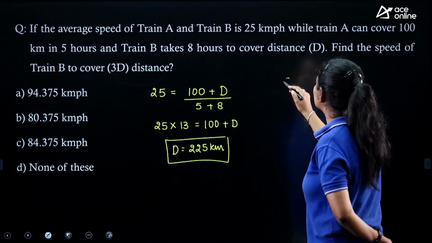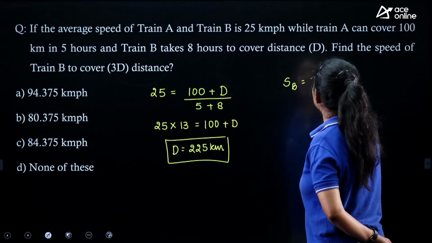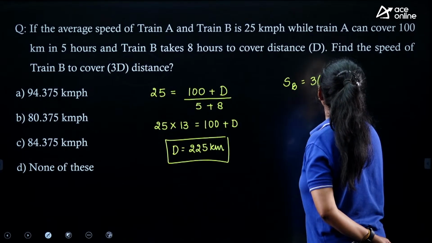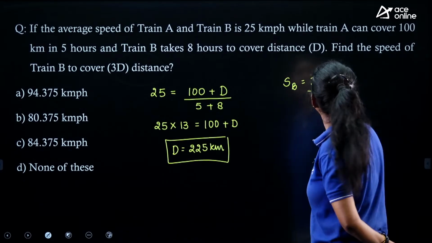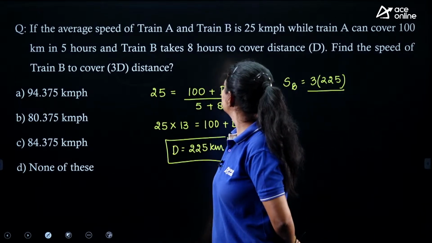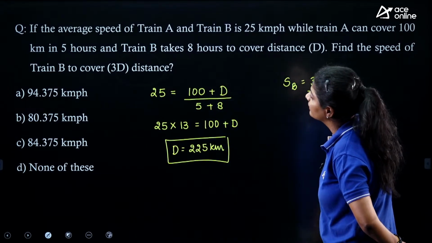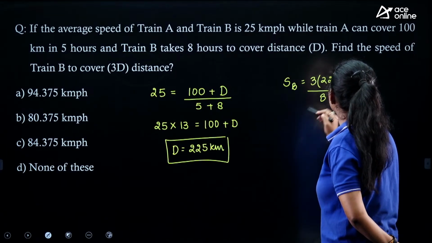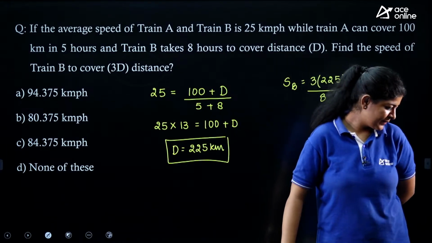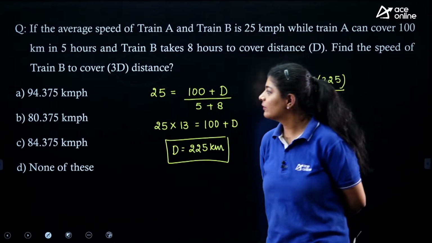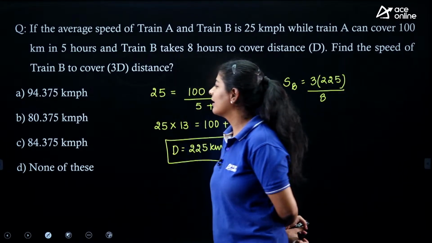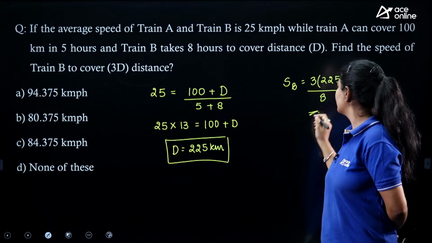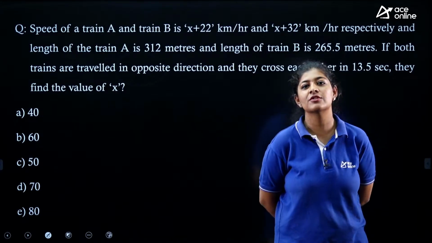Now you need to find out the speed of train B, which is nothing but thrice of this one, which is nothing but 225, and the time taken to cover a distance D. I guess in the same time we need to find it out now. So just divide it by 8 and you will get the value. If you solve it, you will get a value somewhere around 84 point something. So you need to solve this question as your homework.